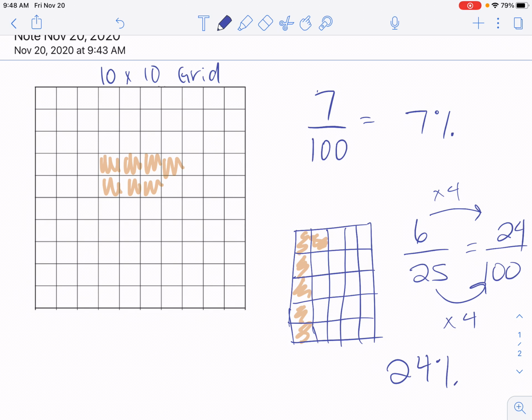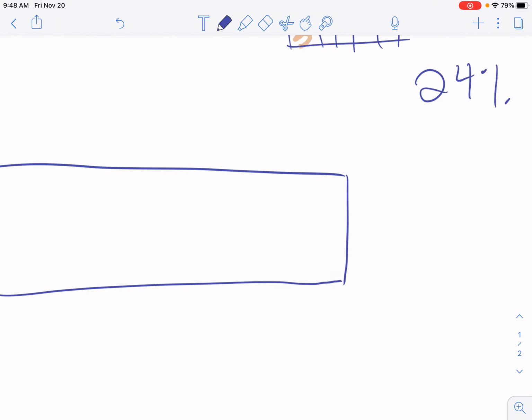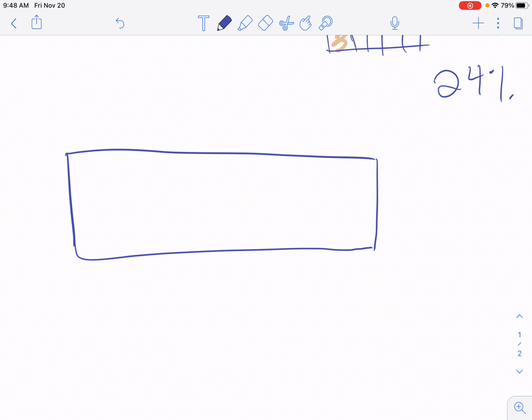Okay? So that's how we use a 10 by 10 grid, and here's some little bonus information about a grid that does not have 10 squares. Let's talk about a percent bar, also known as a strip diagram. This is basically showing one whole right here. This is 0, and this is 100%.